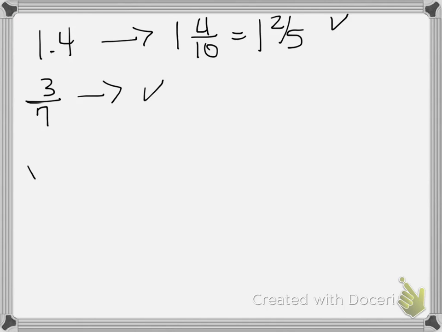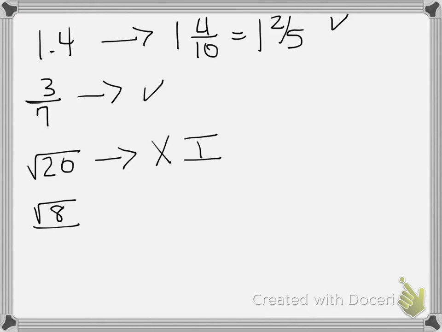Now then, what about the square root of 20? Well, it's divisible by 2, so a lot of people think that it is. 20 is not a perfect square, so therefore this would not be a rational number. It would be an irrational number. The square root of 8 over the square root of maybe 20.